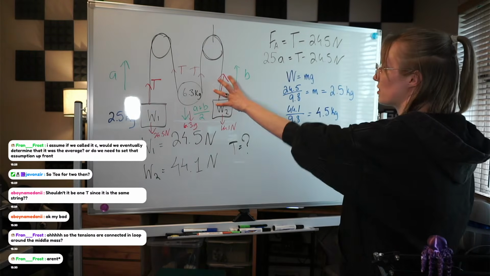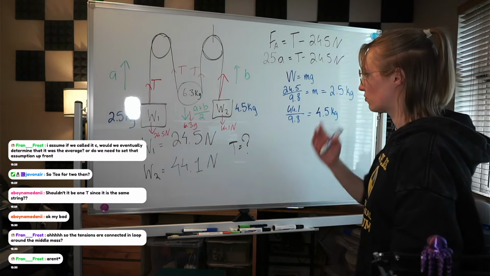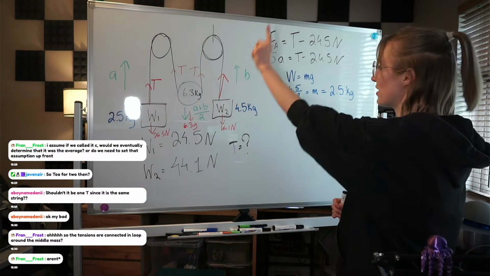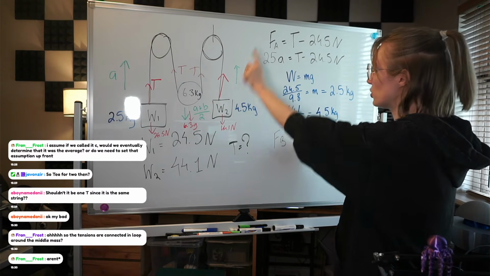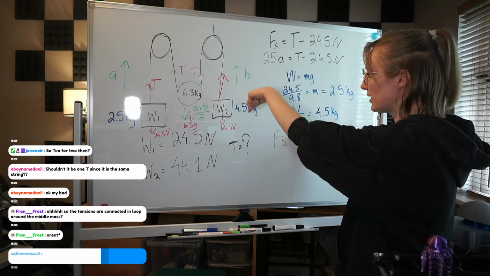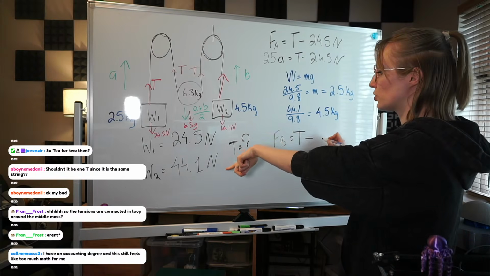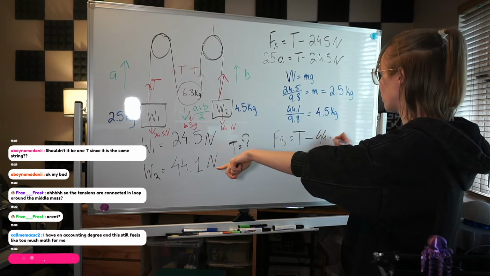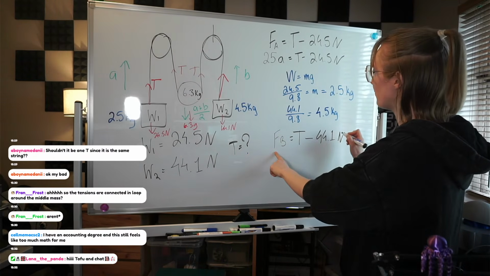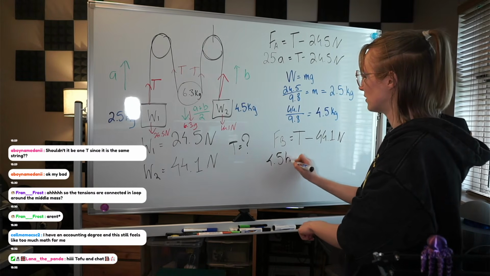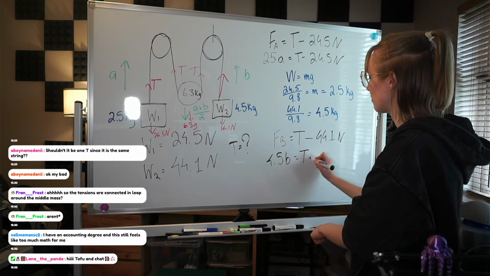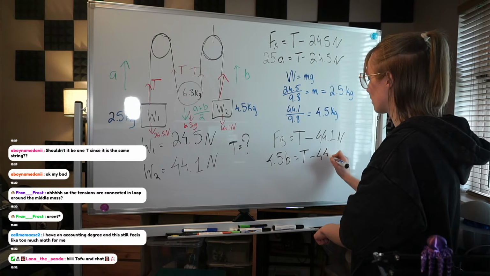So let's look at this free body diagram as well. Let's get an equation for it. So I'm going to say F net is up again, FB. The tension is upwards as well, T, minus the weight, which is 44.1 newtons. FB is equal to the mass times acceleration, 4.5b is equal to T minus 44.1.